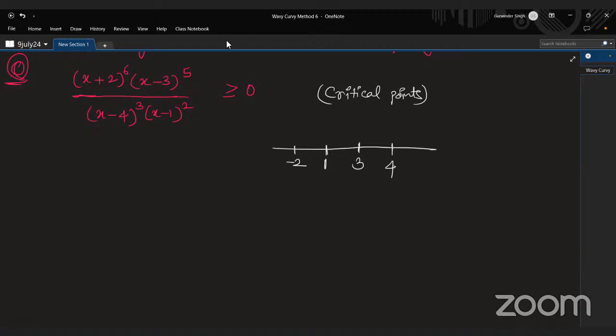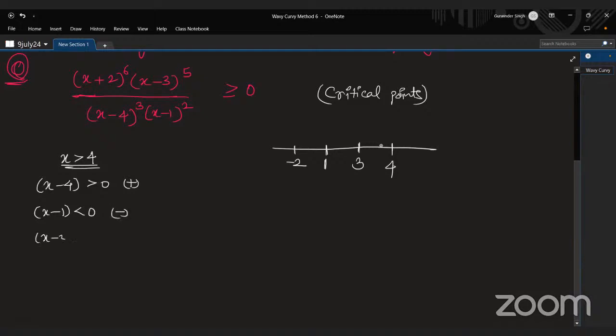As per your wish. Okay, so now what you will do, first you will check on the right side of 4. So first I will check for this value. If x is greater than 4, so x minus 4 will be greater than 0, right? Yes, it will be positive. Okay, write it like this. X minus 1 will be negative, so it will be minus. X minus 3 will also be negative, minus. Then x plus 2 will be positive. I am checking for this range, right side of 4.